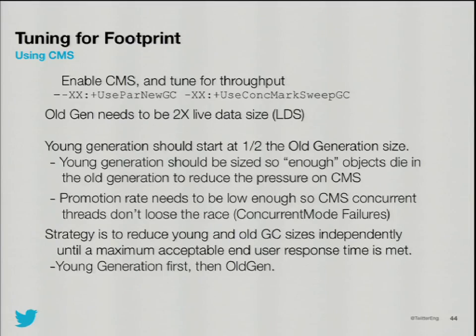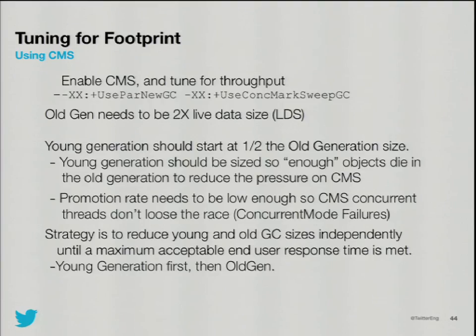Promotion rate needs to be low enough so CMS concurrent mode failures don't happen and you don't lose the race. So that's where application level code changes come in. If you're really going to go after lower footprint and maintaining response time, CMS really does require that you have a handle on your allocation rate and your promotion rate. So that's going to be important.